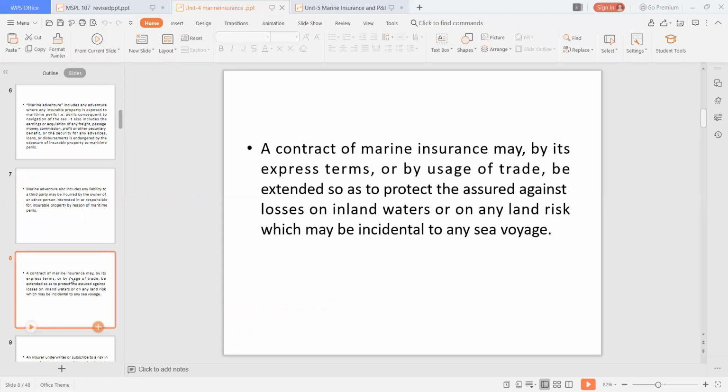A contract of marine insurance may by its express terms or usage of trade be extended so as to protect the assured against losses on inland waters or on any land risk which may be incidental to any sea voyage. So, contract of marine insurance.